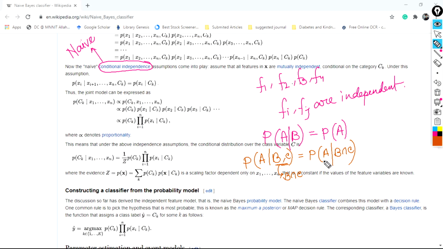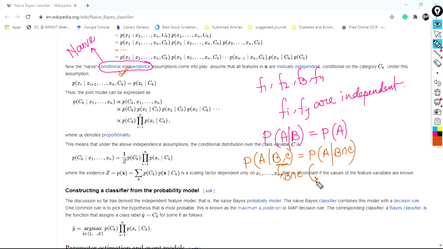So here A is one event and B intersection C is another event. So this A is now conditional, as we have seen here using simple conditional independence. Here we say that A is conditionally independent of B for a given C.